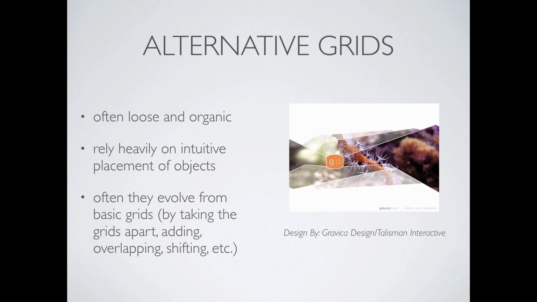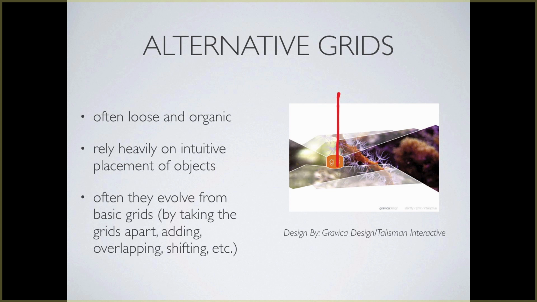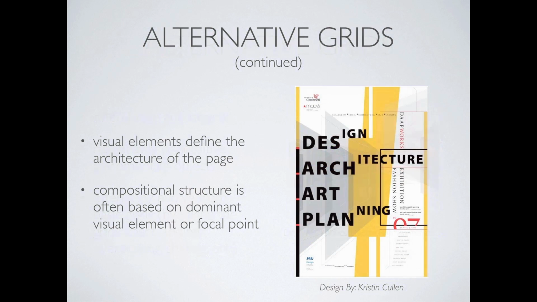If you look at this example image right here, there's your rule of thirds, right? This logo is falling on that rule of thirds line. Those kinds of things become really important, but they're based on your intuition, your judgment as a graphic designer. It's much harder than just a basic grid and following that basic grid. Let me show a few more examples so you can start to see it. Visual elements on the page define the page. So you're using the composition of these elements to define what's happening on the page and where you're supposed to look when you look at a particular page. The compositional structure is often based on a dominant visual element or focal point.